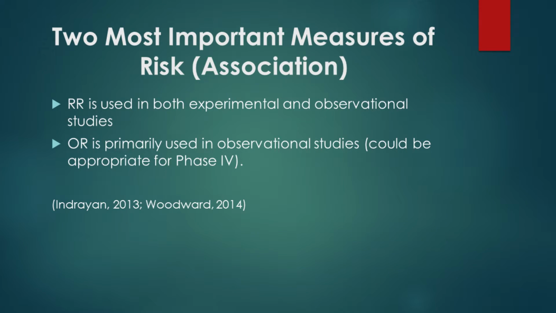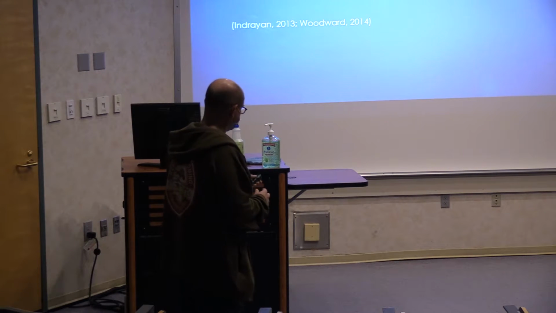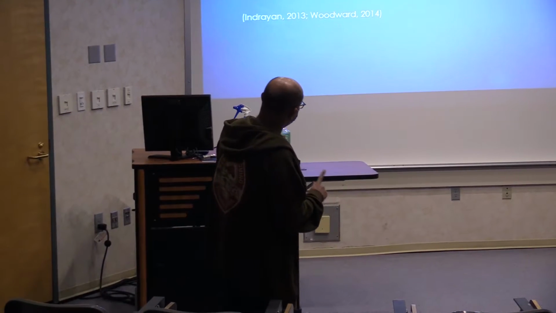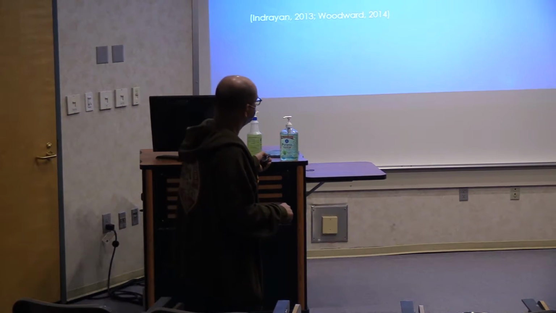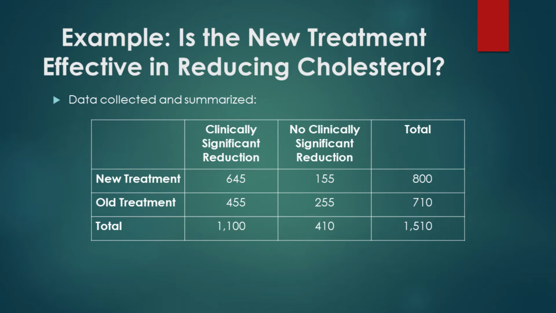Really quickly here, the risk ratio is used in both experimental and observational studies, but the odds ratio is primarily used in observational and retrospective studies, actually. That's a little bit more complicated to explain, so I'm not going to go into that right now. But anyway, that's just something that researchers keep in mind to know which measure to use.